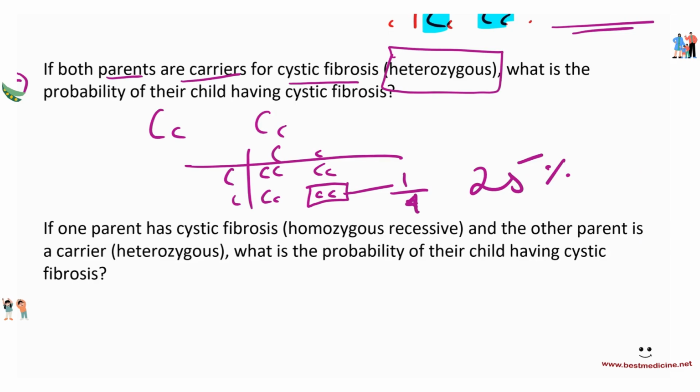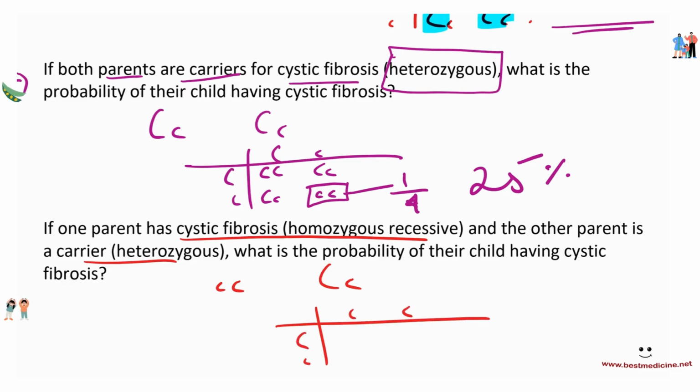What you do is you write down the genotypes of the parents again. Two small c's. One of the parents is a carrier: one big C, one small c. Let's go ahead. So small c, big C, small c. This is diseased. These are carriers. So disease is 50%, 2 out of 4, right? And the answer to this is 50%.